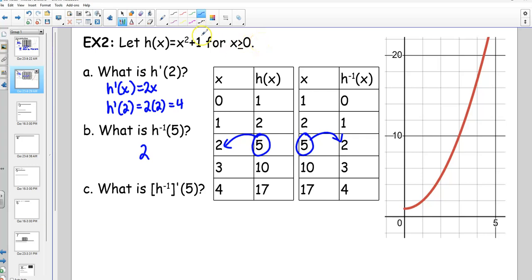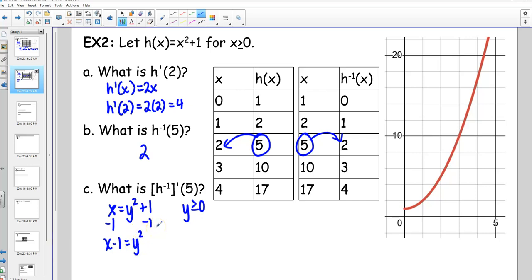So let's watch what will happen here. What I'm going to do is switch my x's and y's. So that'll look like this. X equals y squared plus 1, y is greater than or equal to 0 for that. Okay, keep this in mind. That's our restriction, right? So I need to solve this for y like I normally do. I would subtract 1 from both sides. X minus 1 would equal y squared.